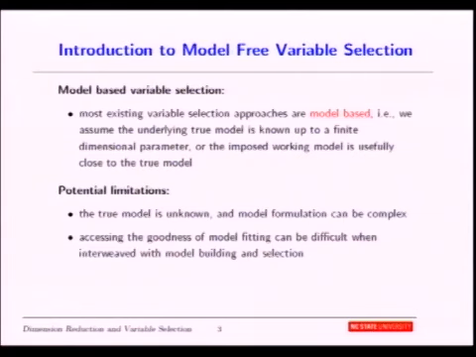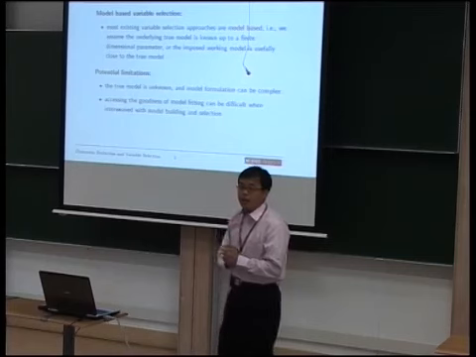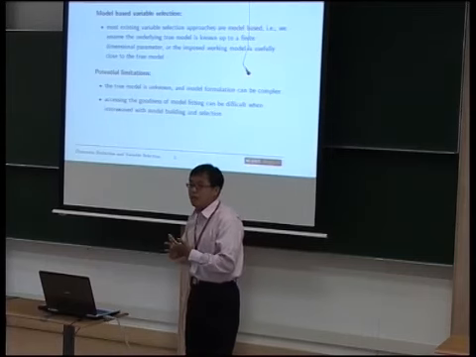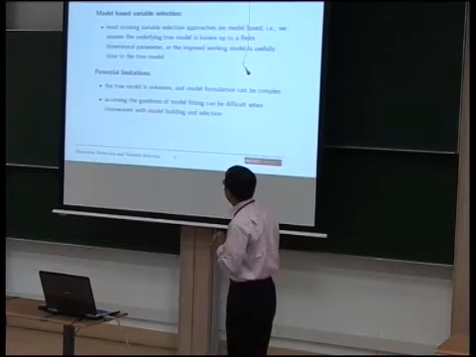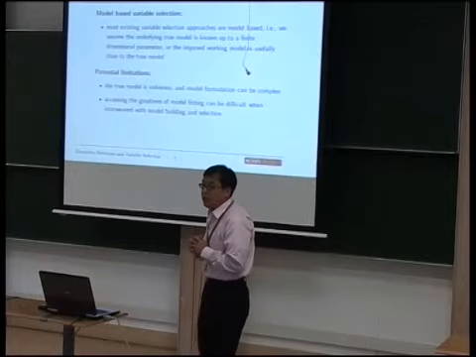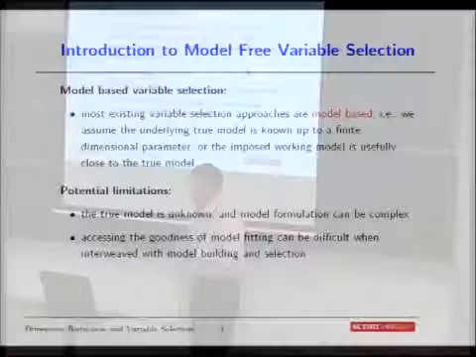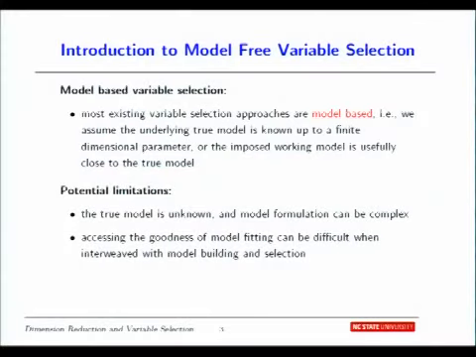I want to start with this very brief introduction on this model-free variable selection idea. With a large number of variables routinely collected in many scientific studies right now, I guess we all agree variable selection is probably an important component in regression analysis. However, the majority of existing variable selection approaches are model-based. That is, we assume the underlying true model is known up to some finite dimensional parameter, or we assume the imposed working model is reasonably close to the true model. And there are some potential limitations.